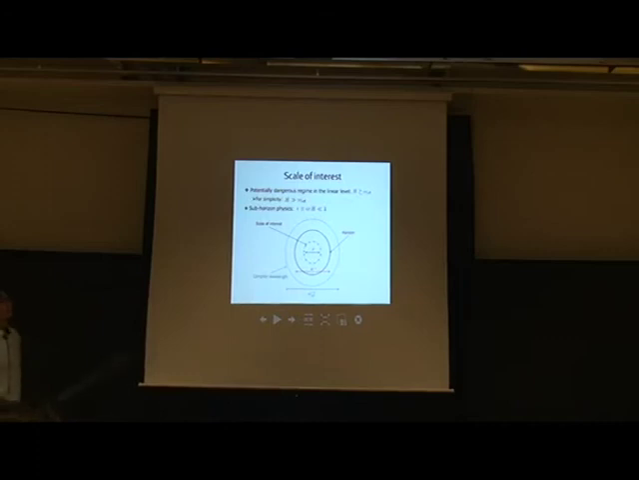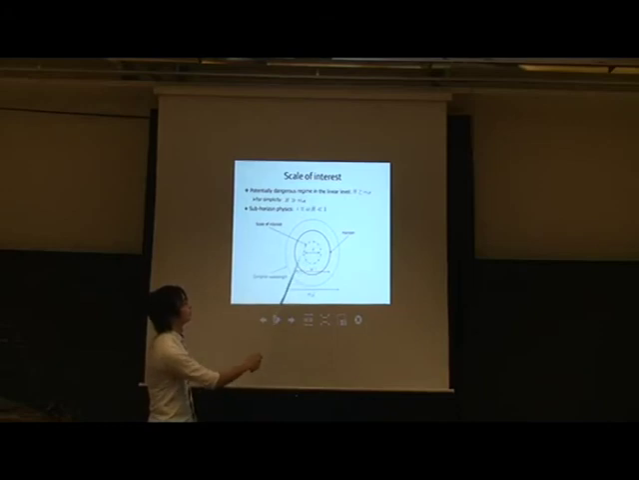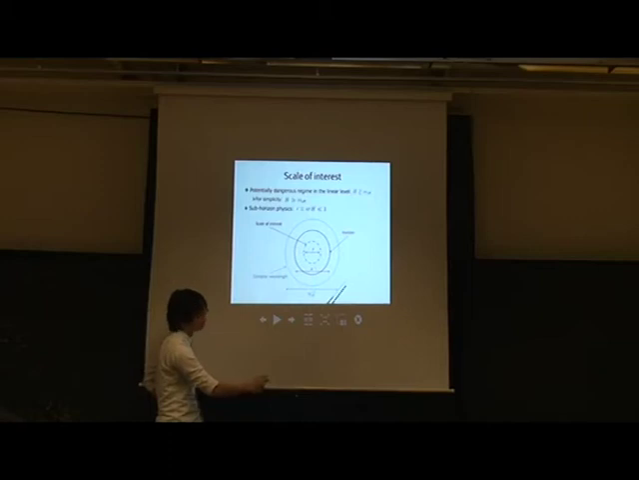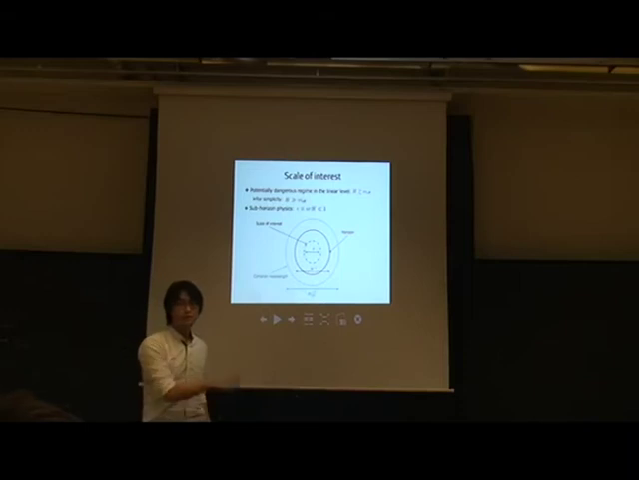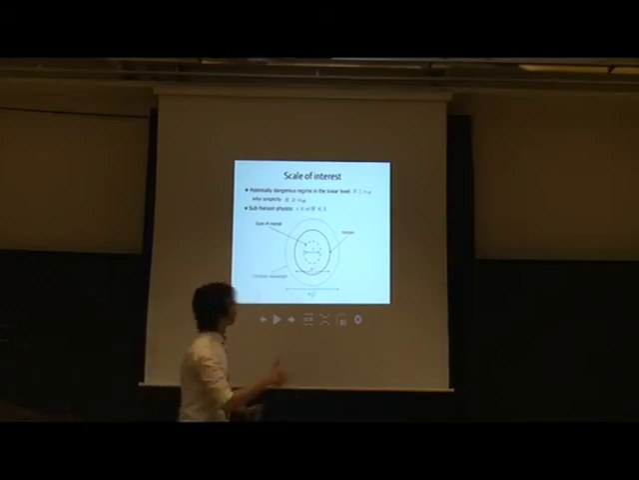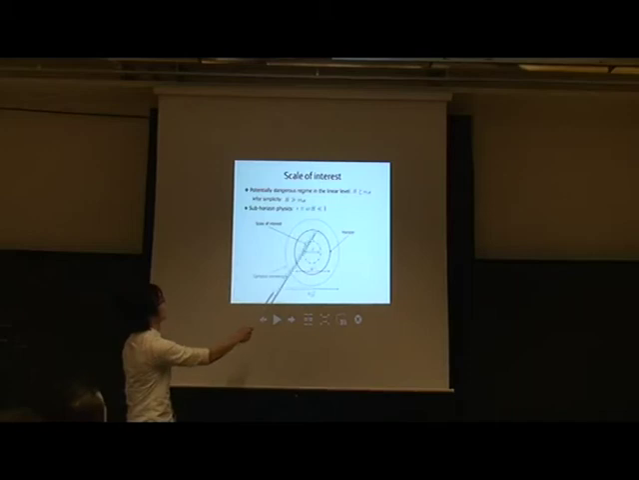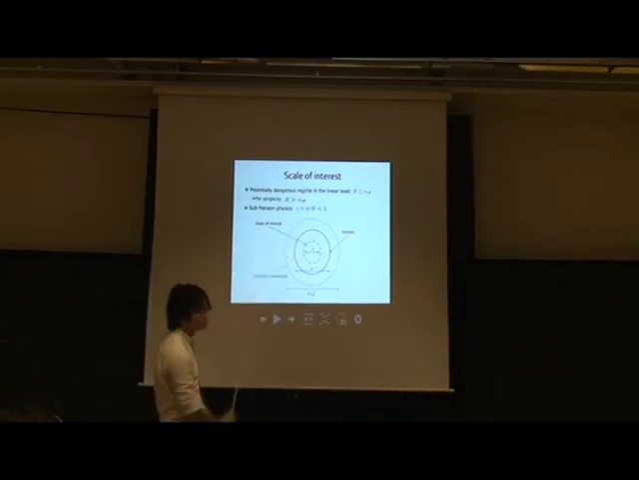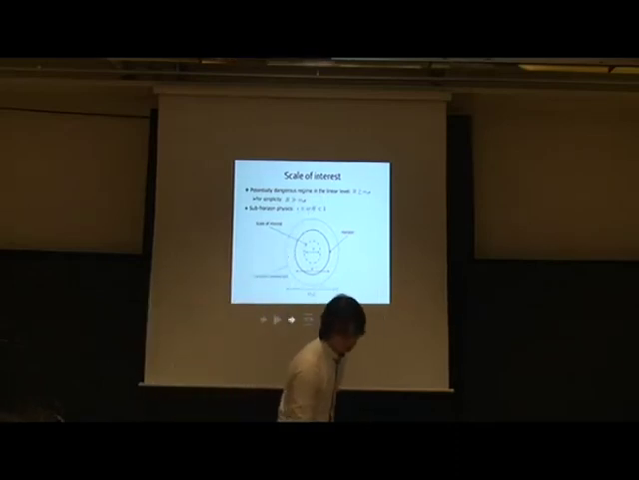The scale I'm interested in is the sub-horizon scale, much smaller than the horizon. And I'm considering the regime H greater than the effective graviton mass, so that means the Compton wavelength is larger than the horizon scale. This is the regime I have in mind. And I parameterize the sub-horizonness by this epsilon factor, essentially the radius times H, that's much greater than 1.